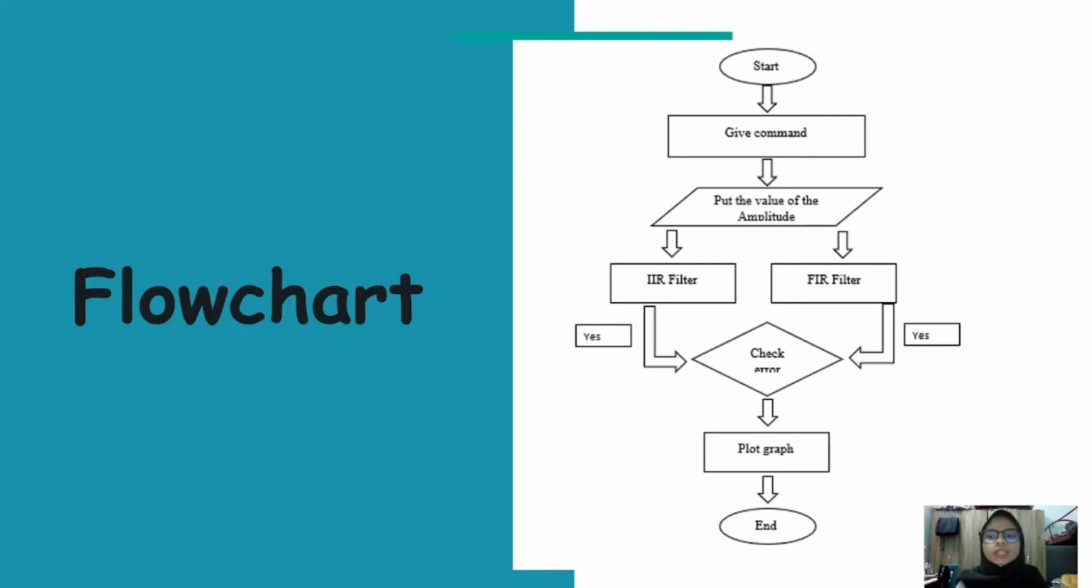If there is any error, we need to repeat the process, which is to put in the value of the amplitude but with a new one. If there is no error, we can proceed to the next process, which is to plot the graph, and we can end the process after that.